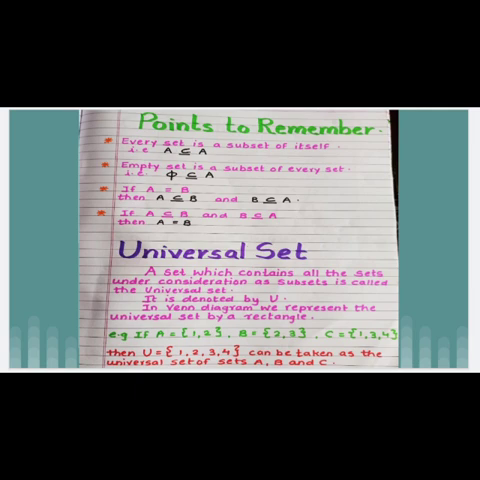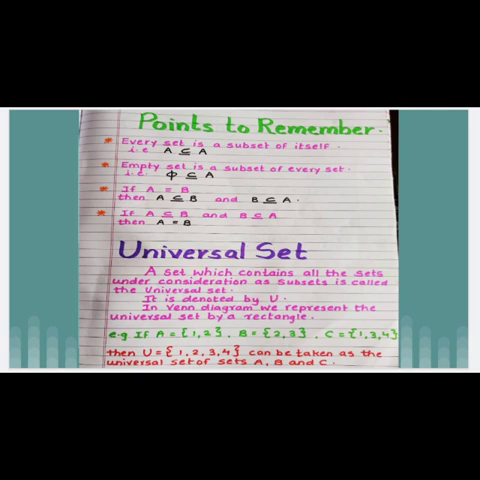A set which contains all the sets under consideration as subsets is called the universal set. It is denoted by capital U. In Venn diagram, we represent the universal set by a rectangle. That means whenever we have to represent the universal set by Venn diagram, we have to use a rectangle.